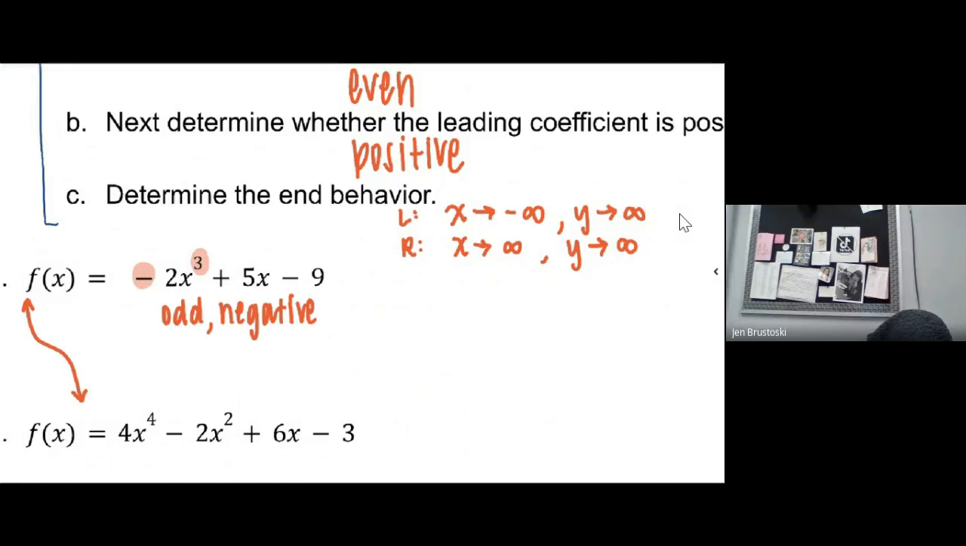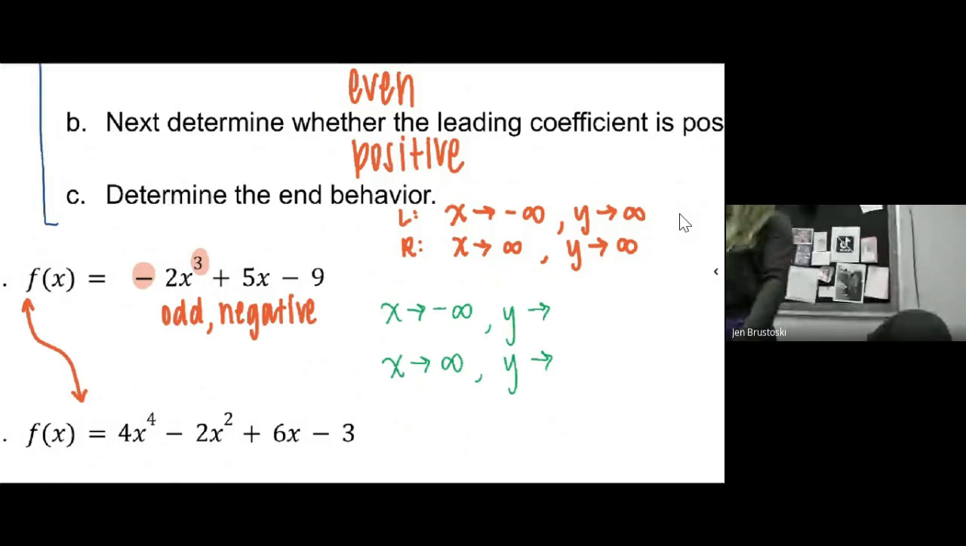All right, so as x approaches negative infinity, y approaches what? And as x approaches positive infinity, y approaches what? Go ahead, take a second, talk to people sitting around you, determine what that end behavior is. If you need to use your cheat sheet, you can. Or you can use the picture right here. Go ahead and talk, guys.